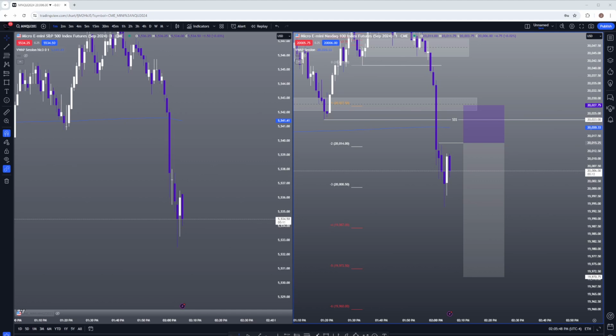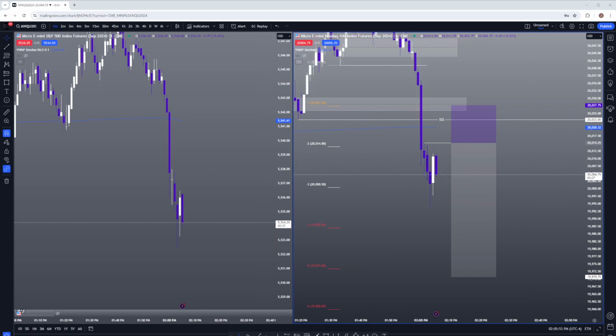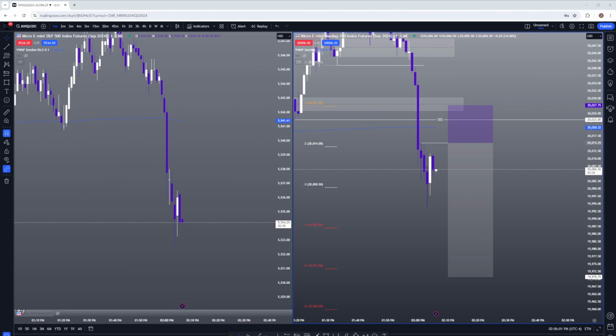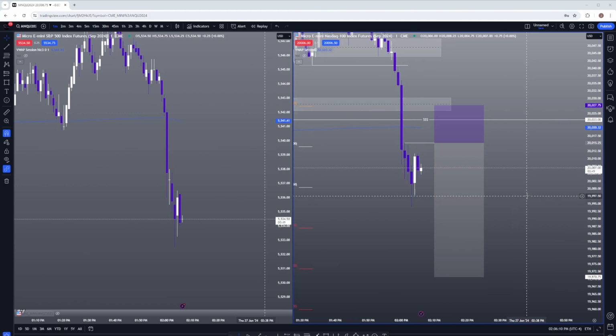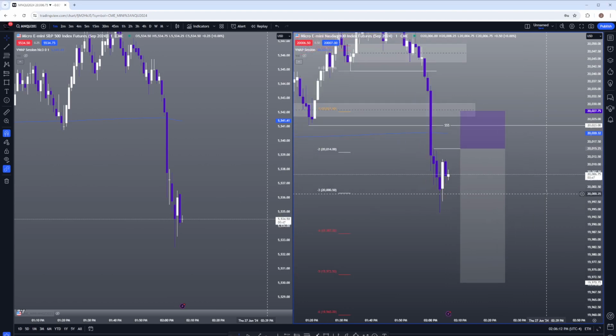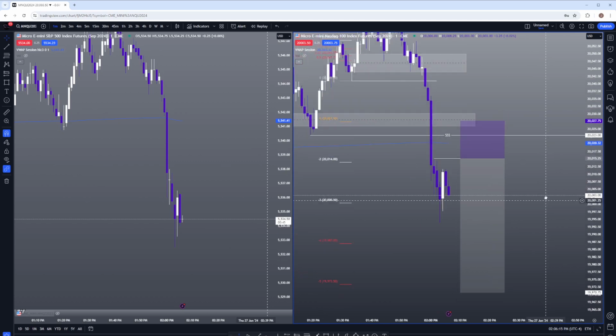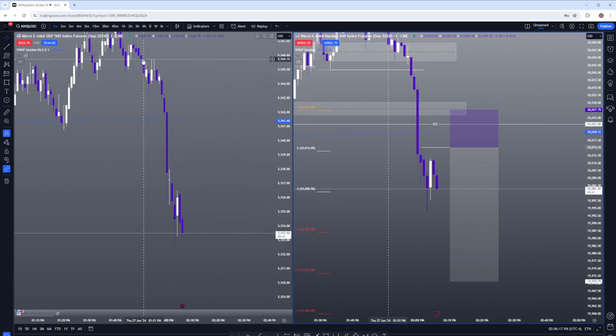So just waiting here. Waiting to see if we're going to get that retracement move. We are starting to stall a little bit here, but still not getting the pullback that I want to see.